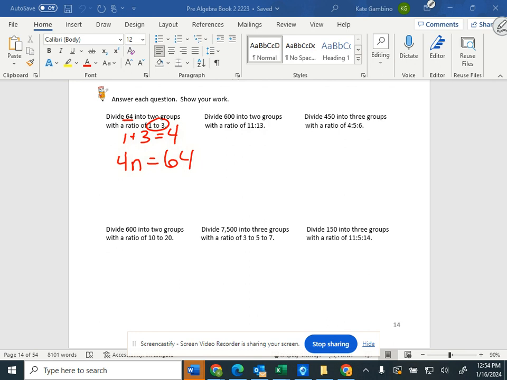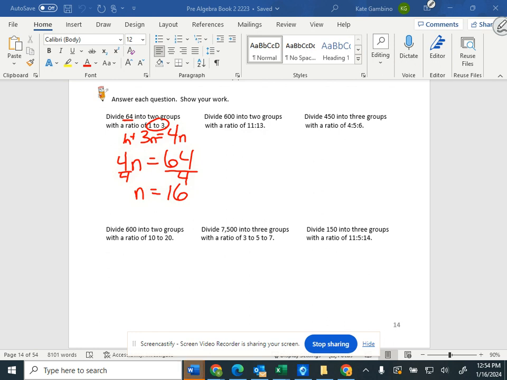So what's my next step? Lucas? 64 divided by 4. Yeah, we're going to divide both sides by 4 to get n by itself. So 64 divided by 4 is what? Which is 16. So now we know n is 16, and I should have put n's up here. 1n plus 3n equals 4n. That's my bad for not putting that n on top.